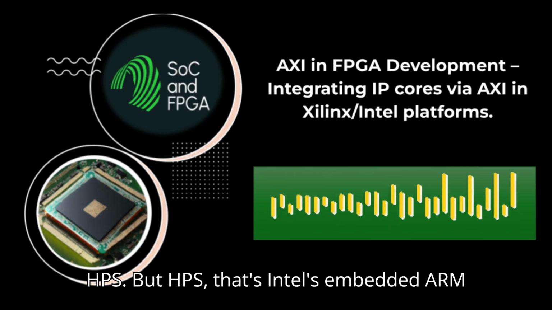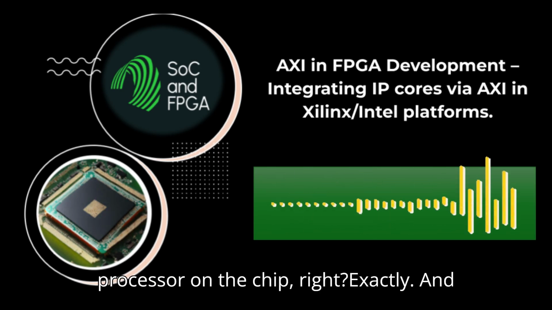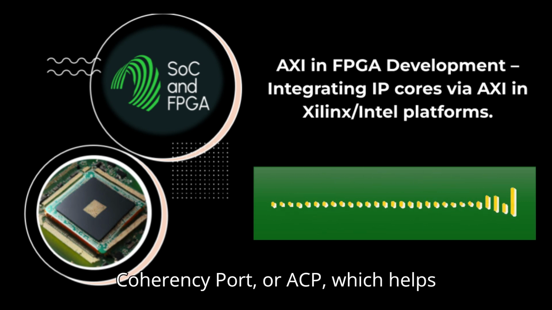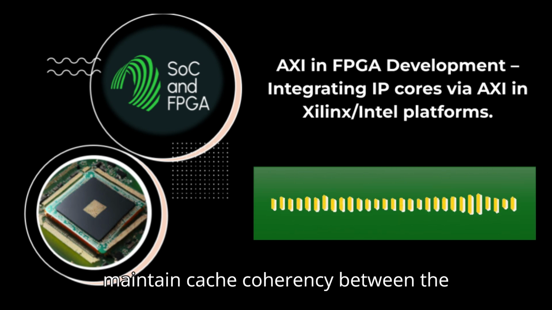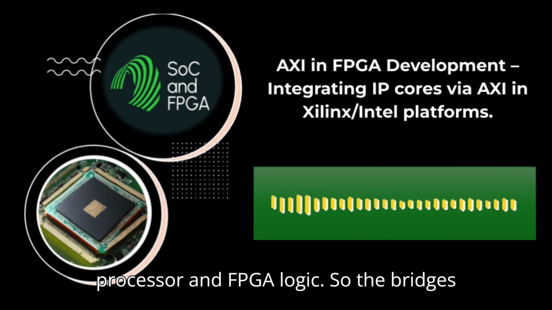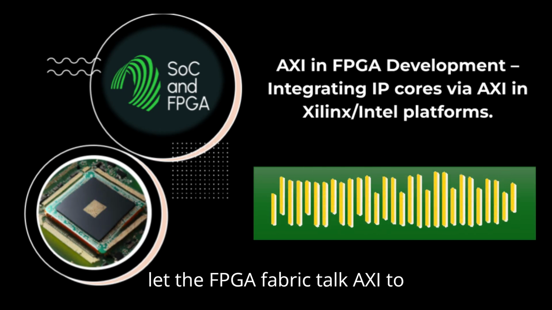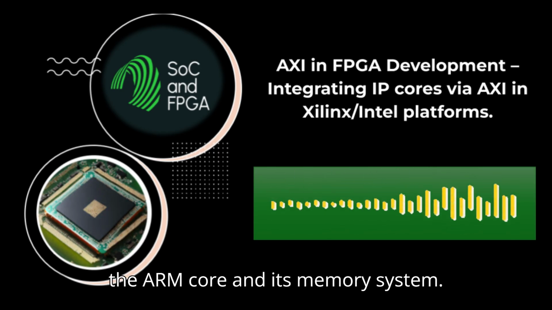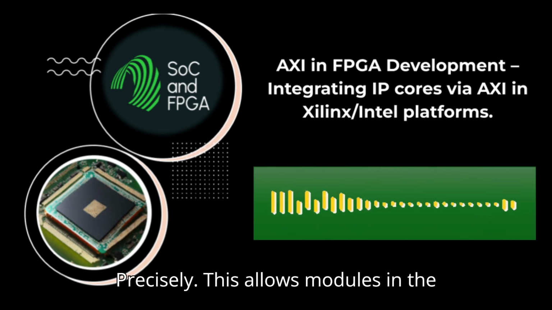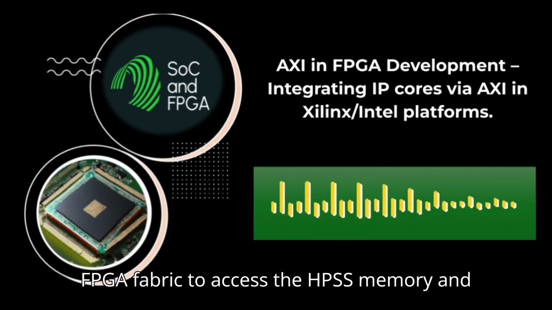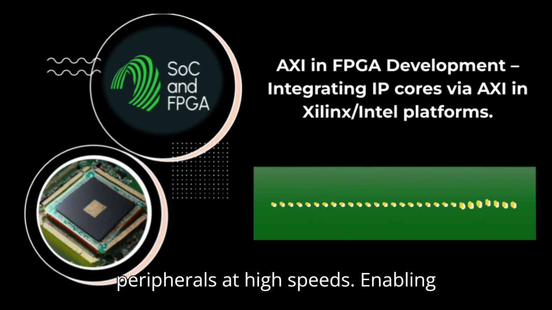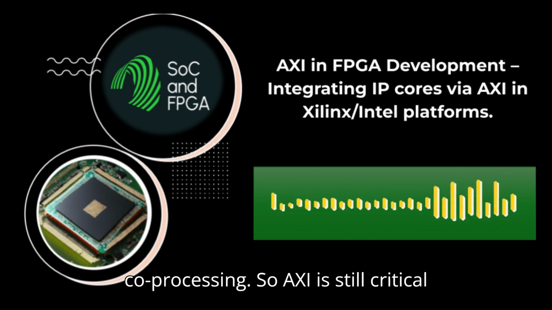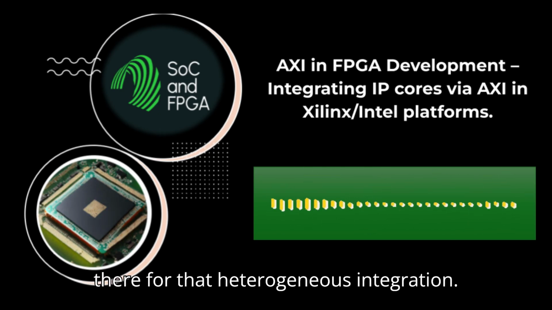But HPS, that's Intel's embedded ARM processor on the chip, right? Exactly. And also for features like the Accelerator Coherency Port, or ACP, which helps maintain cache coherency between the processor and FPGA logic. So the bridges let the FPGA fabric talk AXI to the ARM core and its memory system. Precisely. This allows modules in the FPGA fabric to access the HPS's memory and peripherals at high speeds, enabling serious task offloading and co-processing. So AXI is still critical there for that heterogeneous integration.